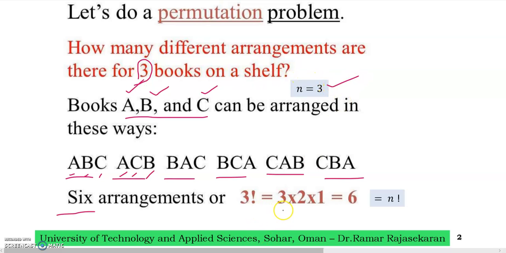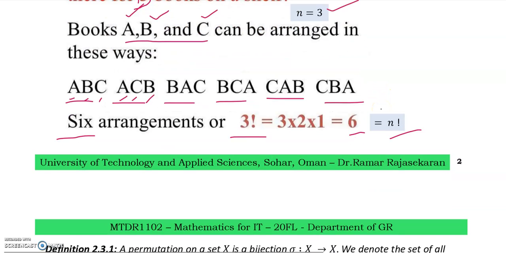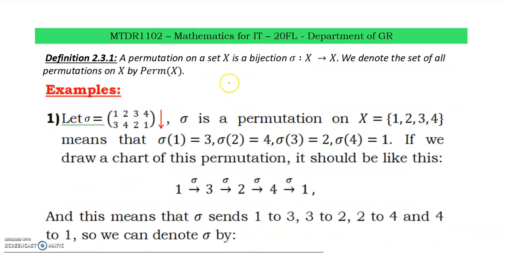So now what is n factorial? That is 3 factorial here, because n is equal to 3. How to calculate 3 factorial? You multiply 3, multiply 2, multiply 1. So 3 multiply 2 multiply 1 is equal to 6. So here we are getting 6 different arrangements. That is the permutation.